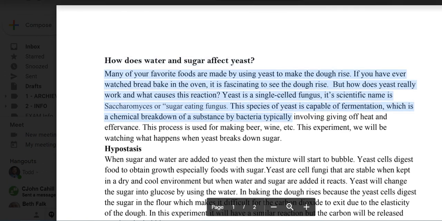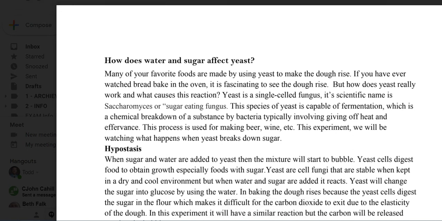Now, I have not read your background, but make sure you put a heading here above the background, and make sure you put research question next to this here like this, okay? So if we look at your background, before I get too deep into this, your background research, I would expect you to research yeast. Tell us, what is yeast?